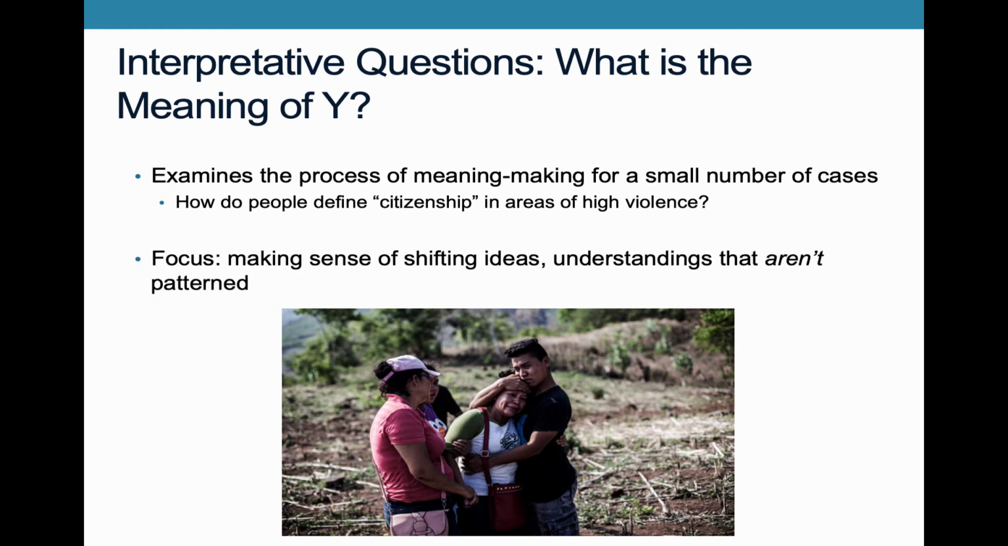So instead of looking for these causal relationships of saying here is a cause and here's the outcome, you're trying to say, well, what does even this outcome of, say, citizenship mean? What are the shifting ideas? What are the understandings? And the idea here is that sometimes the world is not actually patterned in the same way, and that before we can start even thinking about causal questions, we need to think about what meaning really is. So those are the three types of questions that we explore in political science.